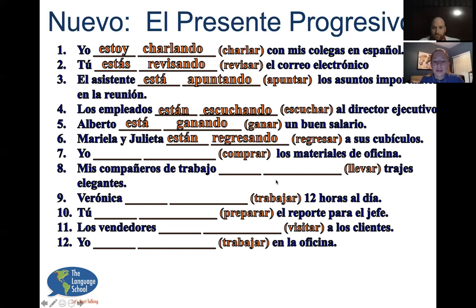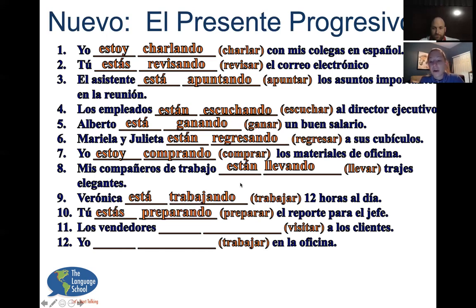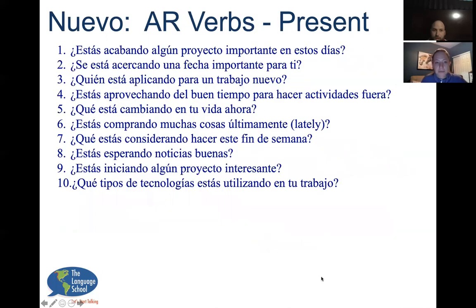Yo estoy comprando los materiales de oficina. Mis compañeros de trabajo están llevando trajes elegantes, pero Verónica está trabajando 12 horas al día. Tú estás preparando el reporte para el jefe. Los vendedores están visitando a los clientes. Muy bien. Yo estoy trabajando en la oficina. Bien, Carly. Perfecto. Carly, ¿estás acabando algún proyecto importante en estos días?